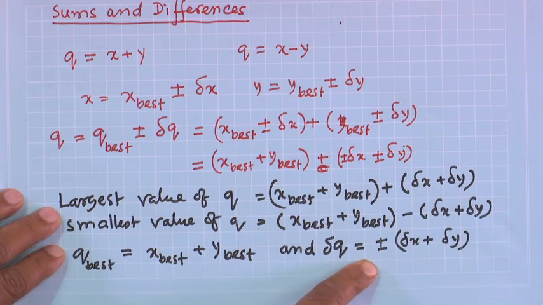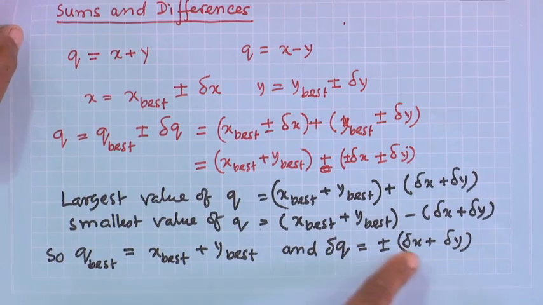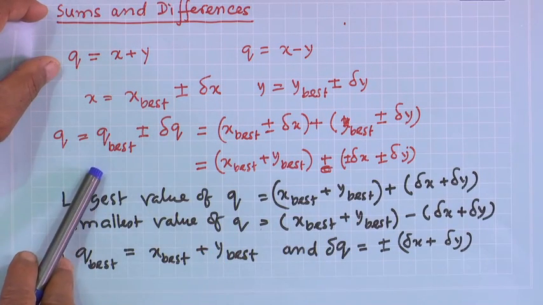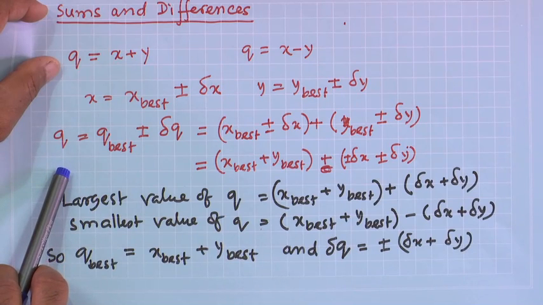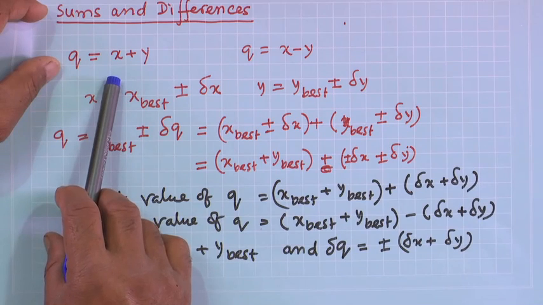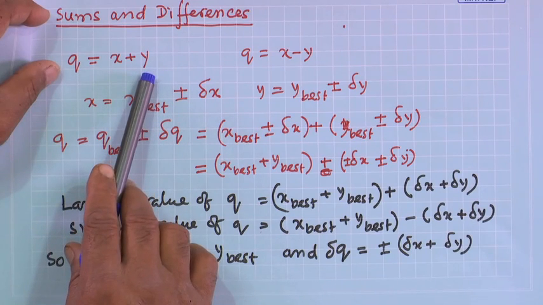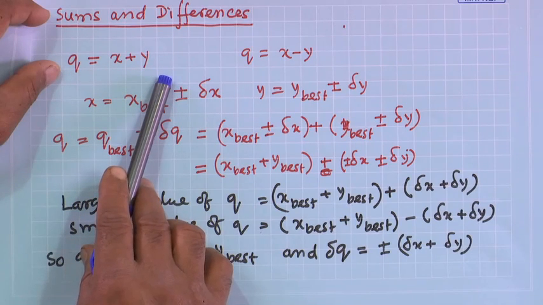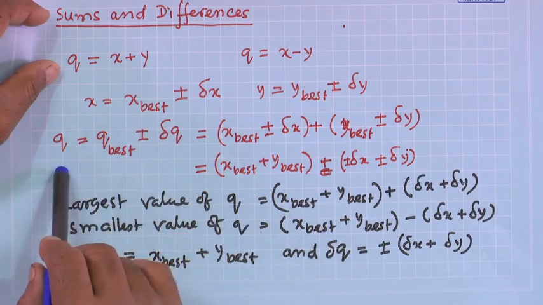So, this limit will be taken as the error delta q. So, that is plus minus delta x plus delta y. What does it mean? Here, in case of a sum, we can tell that the error on this quantity q will be just the summation of the error of x and the error of y, right. Error of x is delta x and error of y is delta y. So, the summation of delta x and delta y will be the error on q, and obviously that is plus minus. So, from this summation we got this result.